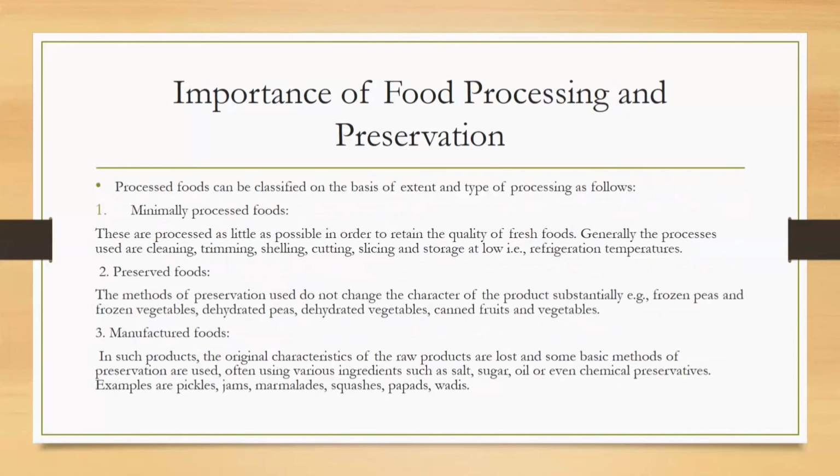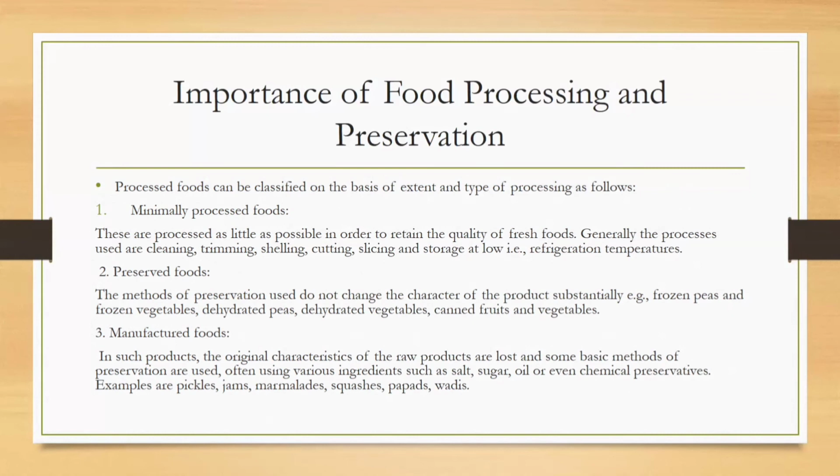So now coming to certain definitions, processed foods can be classified on the basis of extent and type of processing as follows. First one is minimally processed foods. These are processed as little as possible in order to retain the quality of fresh foods. Generally, the processes used are cleaning, trimming, shelling, cutting, etc. Preserved foods: the methods of preservation used do not change the character of the product substantially, for example, frozen peas, frozen vegetables, dehydrated products such as vegetables, peas, or canned fruits and vegetables.